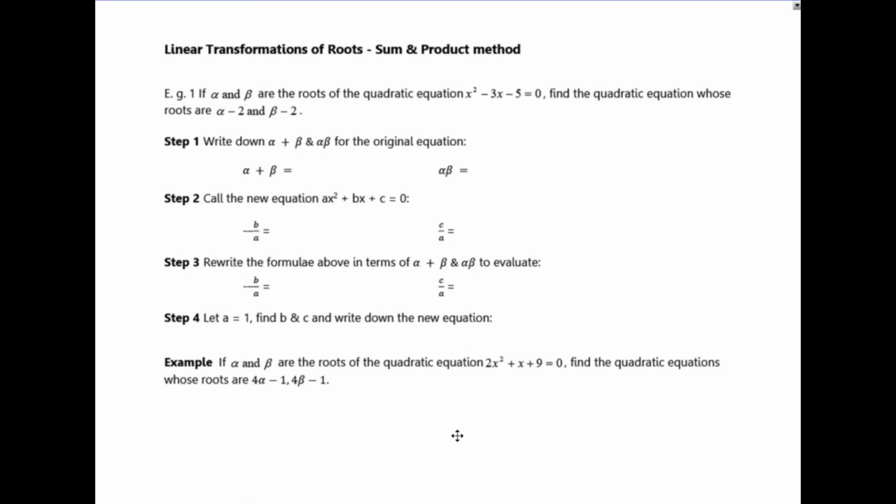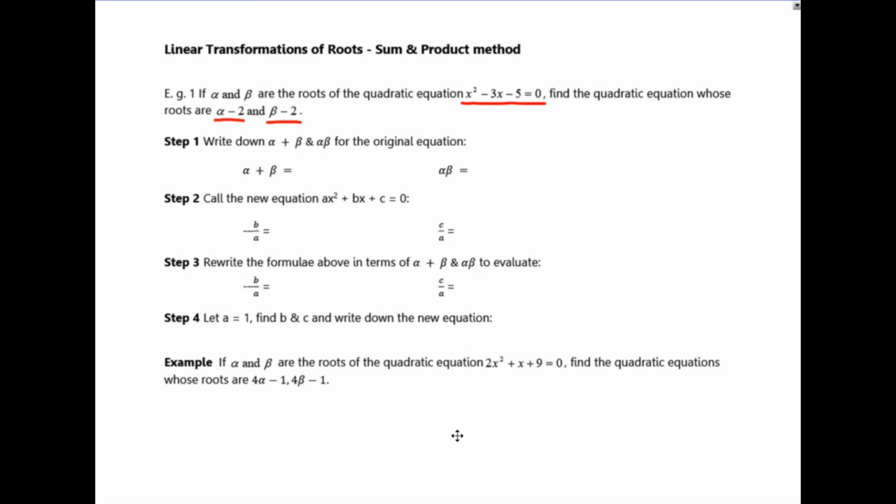So what we're doing is, given a polynomial, in this case this quadratic here, x squared minus 3x minus 5 equals 0, we're going to find a new polynomial that has roots which are related to the original one. So if the roots of this one are alpha and beta, we want to find a new quadratic which has new roots alpha minus 2 and beta minus 2. Now what you don't want to do is calculate alpha and beta, subtract 2 from those, and then use those to get a new polynomial. That's not what it wants you to do.